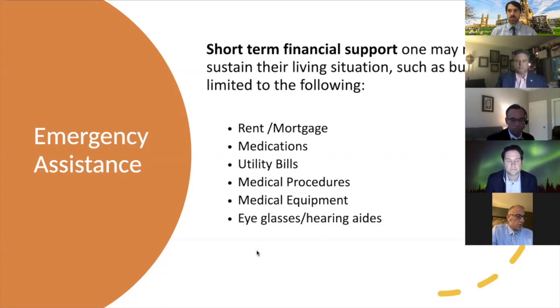So short-term financial support, when you're going through an emergency situation, could be a great opportunity to help you to do that. And in these times of COVID-19, this is a situation where many people have been out of work and are struggling financially. And the outreach program can help a brother throughout these difficult times. So that's just one example of financial support that's available through the program. Next slide, please.